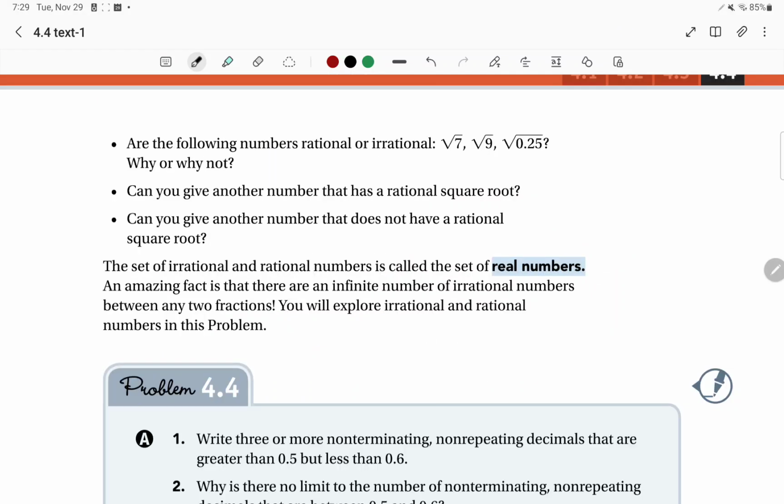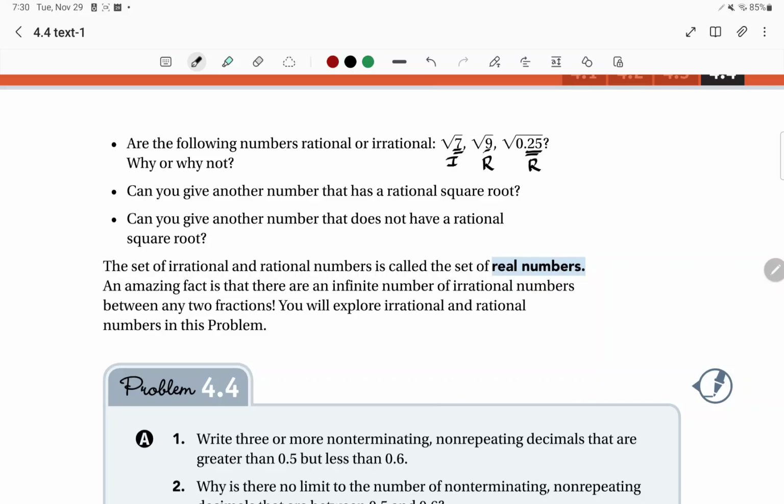So if we look at these, are the following numbers rational or irrational? Look at this, square root of 7. That is not a perfect square, so that's going to be irrational. 9 is a perfect square, so that's rational. Now this one is tricky. 0.25, but 25 is a perfect square, and its square root is 5. So this is actually a rational number. You can take the square root of 0.25, and you will get a repeating or terminating decimal.